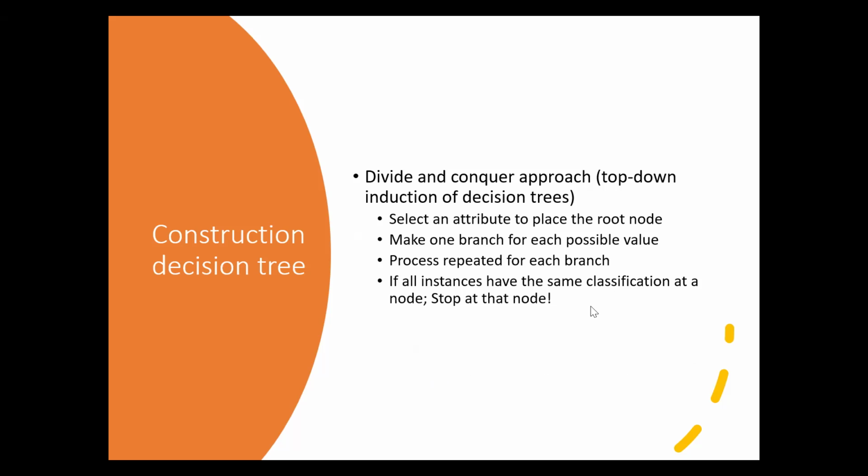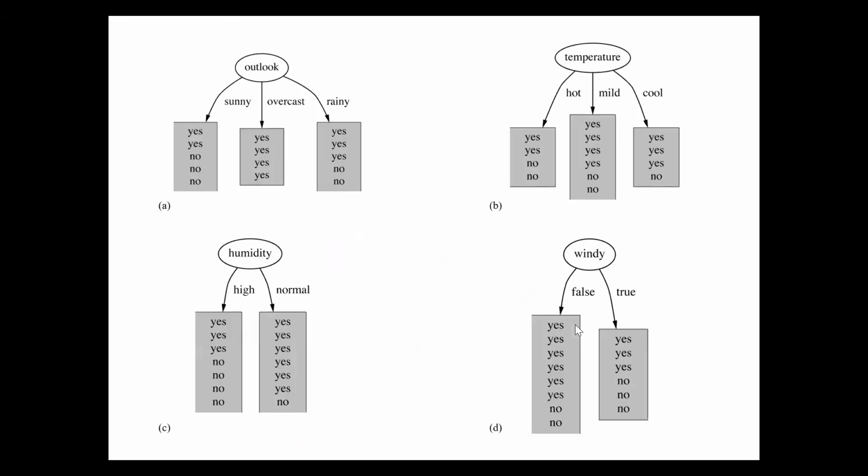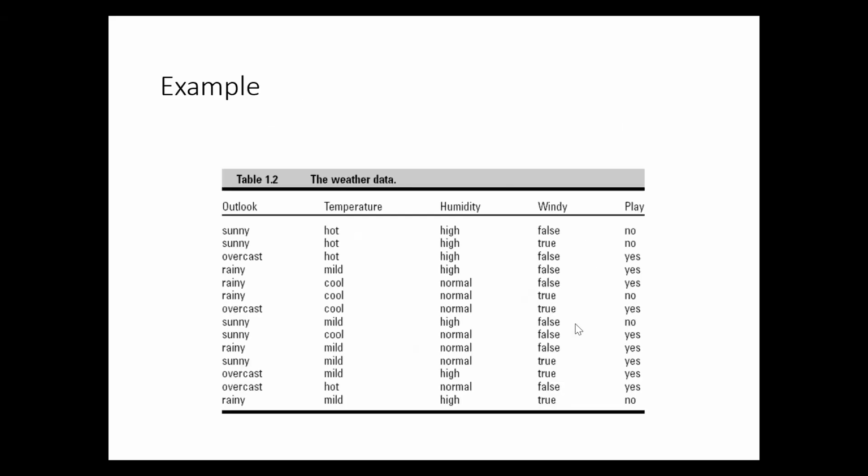For example, in our data set, we have four attributes, right? So in our weather data set, we have outlook, we have temperature, we have humidity, we have windy, and finally, we need to predict the class, which we call the play attribute, which consists of yes and no. Given this data set, we need to create the decision tree that we have seen earlier. The question is how, right?